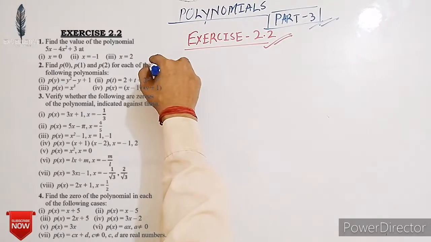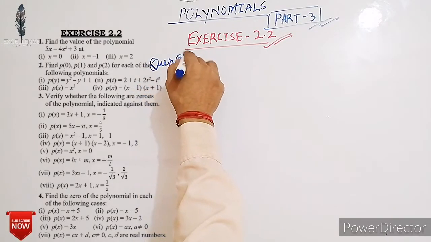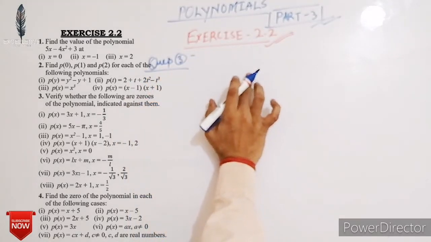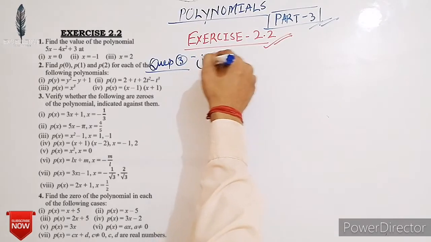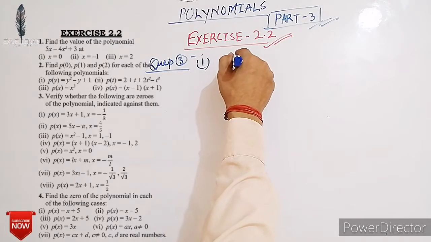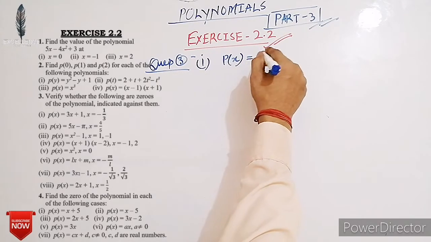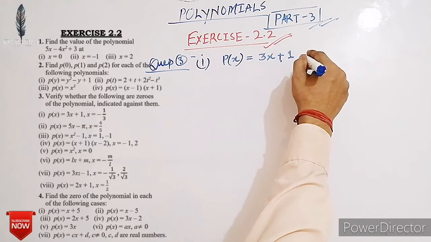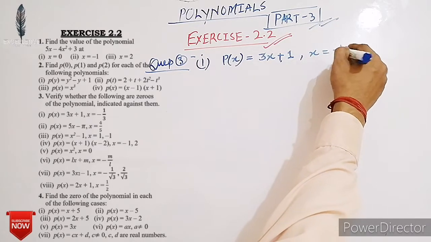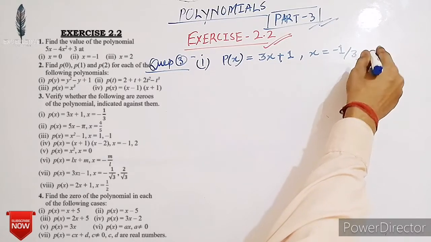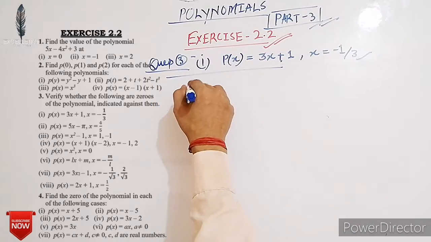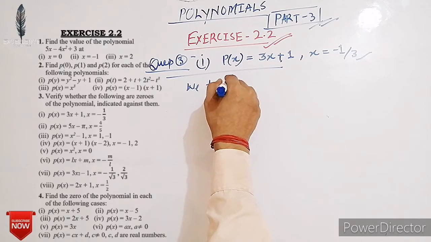So here question number 3: verify whether the following are zeros of the polynomial indicated against them. Here we have to find whether the given values of x are the zeros or not for the given polynomial. So put the value of x in the given polynomial. If we get 0, then it is a zero of that polynomial, otherwise not. So here first is p(x) = 3x + 1 and x = -1/3.